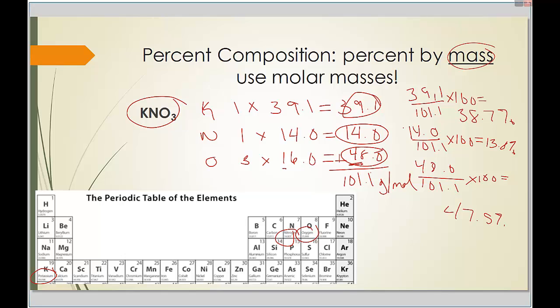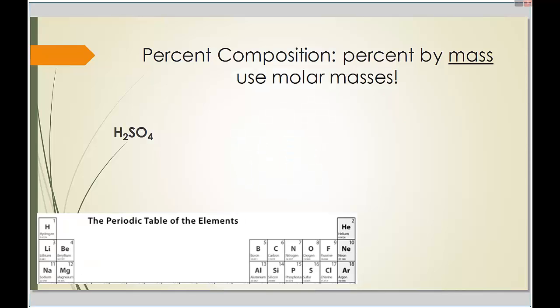47.5%. Now, depending on how the question is worded, it might ask you the percent composition of just the oxygen, or percent composition of just the potassium. You have to pay attention to what the question is asking and make sure you're answering the question that's asked. So let's try another one.